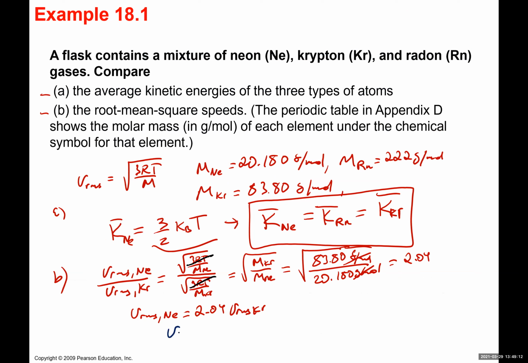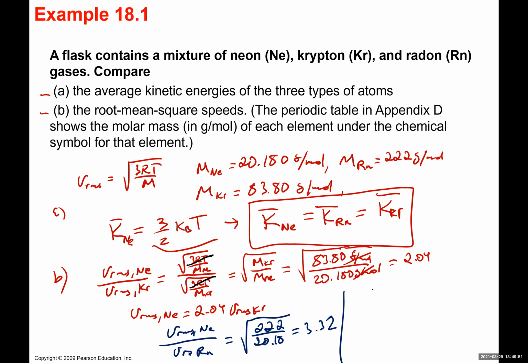Right, so that means I can say that VRMS of neon over VRMS of radon will be the square root of, again, the ratio of their molar mass, right? So it will be 222 divided by 20.18, and this will give me 3.32. That means neon is going to be 3.32 times faster than the radon. That means radon will be about 3.32 times slower, a little over 1/3 of the 600. So maybe around 200, maybe 180 meter per second.